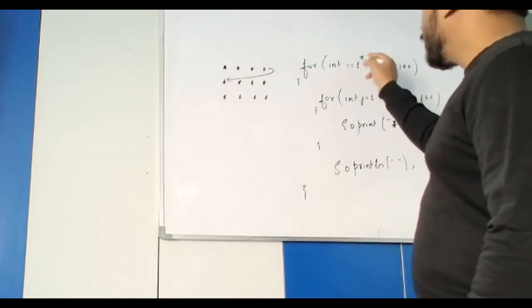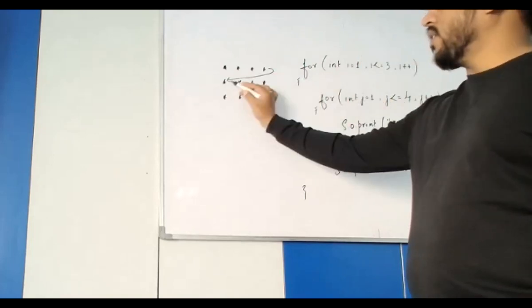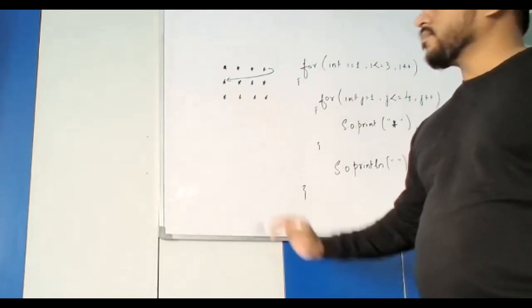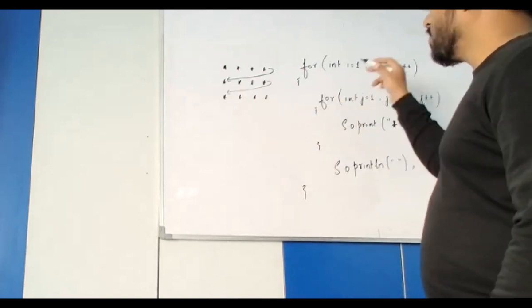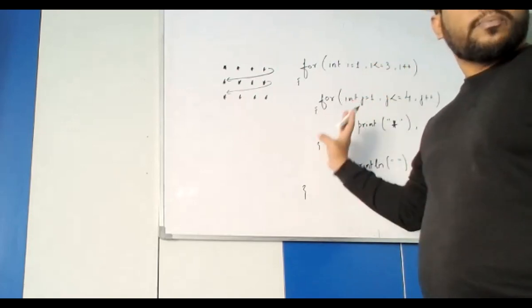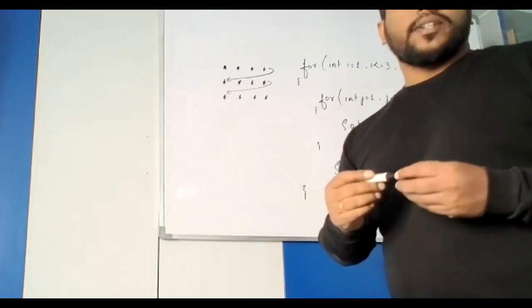Okay, next i value becomes 2. Go inside, 1, 2, 3, 4, 4 stars. Again, println, go to the next line. i value becomes 3, 1, 2, 3, 4. Print 4 stars. This is how it prints. Make a note of it.